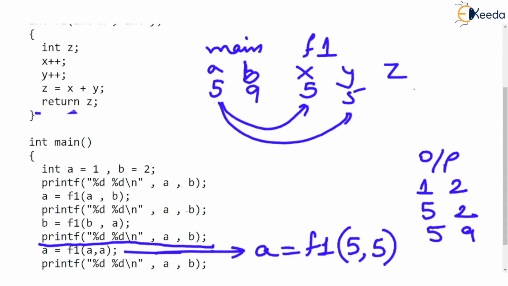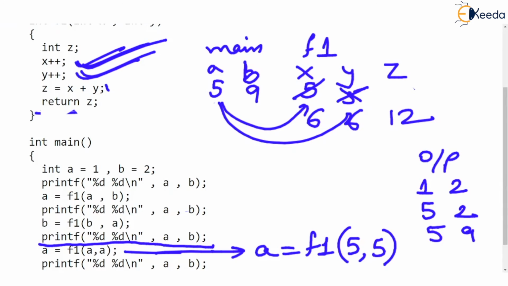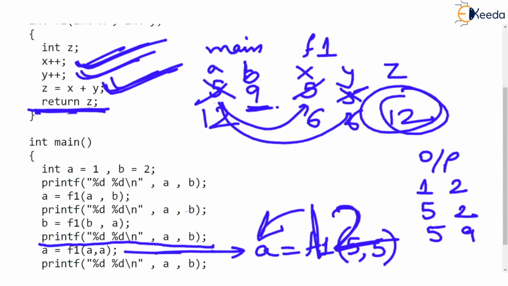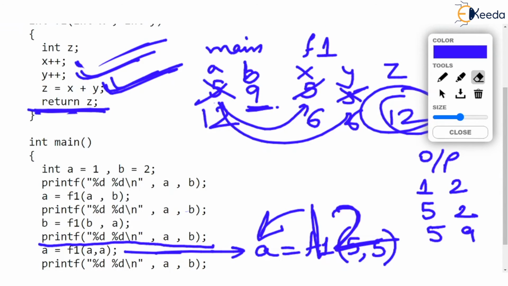There is a variable z, then x is increased due to x plus plus in the function here, then y is increased due to y plus plus here in the function, and z becomes 12 because z becomes x plus y, and finally z is returned. So 12 is returned, but 12 is returned at the call, and A stores the value 12. So when main resumes, main stores A as 12, but B remains unchanged, B remains 9. Okay, so the third call to the function is over.